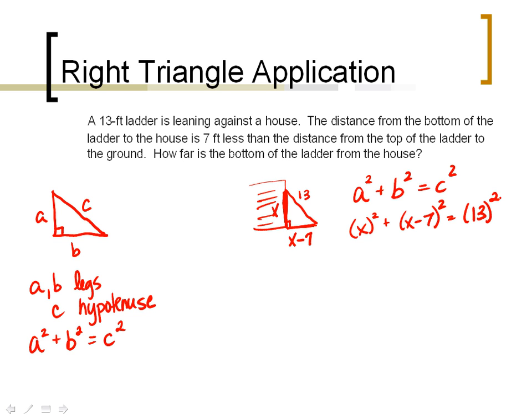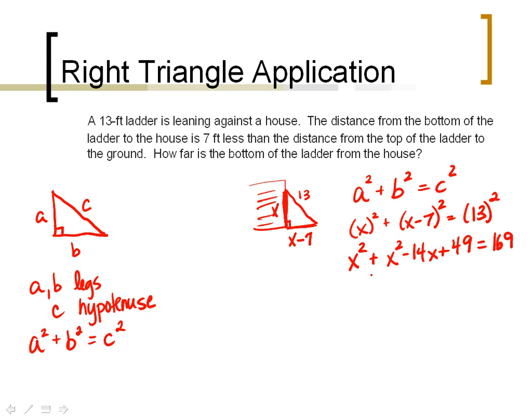And then the most common mistake I see in these problems is not squaring the binomial correctly. So just keep that in mind as you go through the problem. X squared is obviously x squared. X minus 7 squared is x squared minus 14x plus 49, and that's equal to 169. Putting it in the standard form of a quadratic equation, we can combine like terms, get one side to 0.